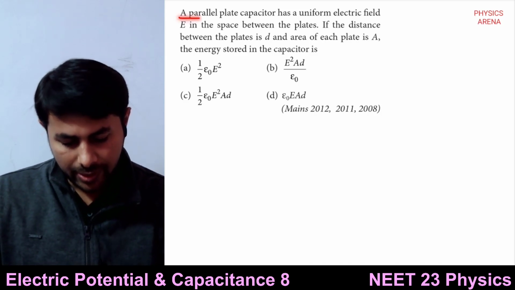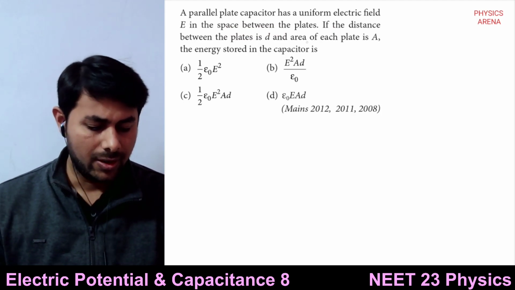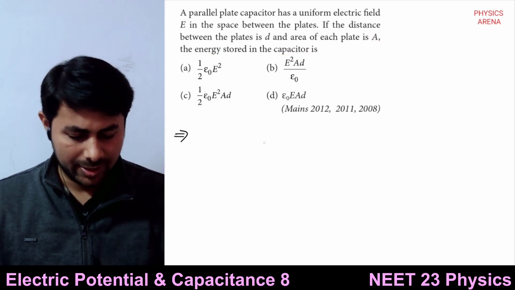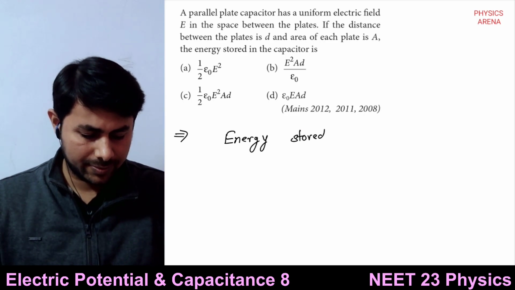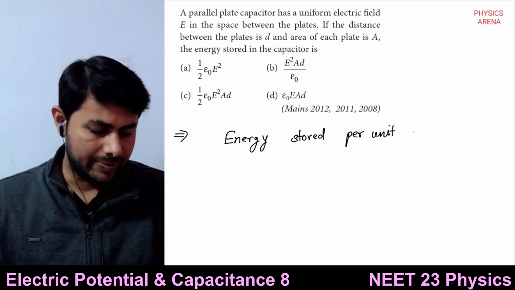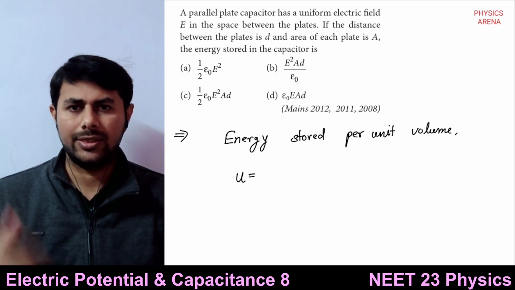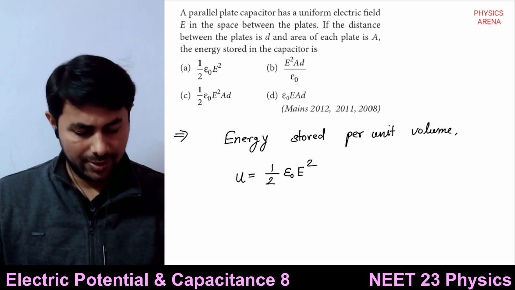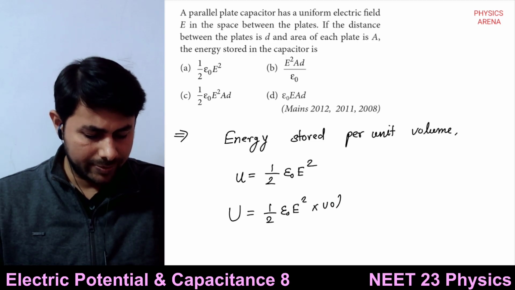Let's see the next question. A parallel plate capacitor has a uniform electric field E in the space between the plates. If the distance between plates is D and area of each plate is A, the energy stored in the capacitor is? Tell me, this is very simple. We know the energy stored per unit volume of a capacitor. We had found a formula for it. Small u is capital U divided by volume, given by half of epsilon naught E square. So U is equal to half of epsilon naught E square multiplied by the volume.